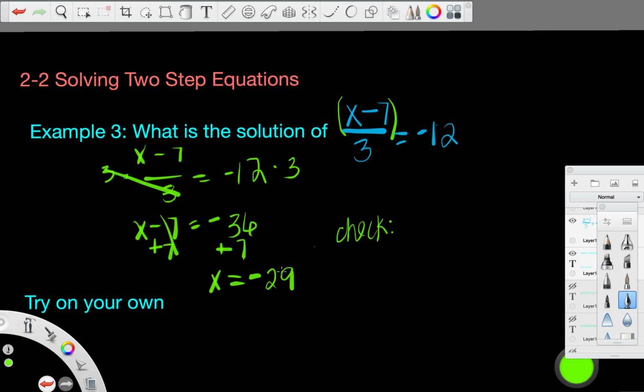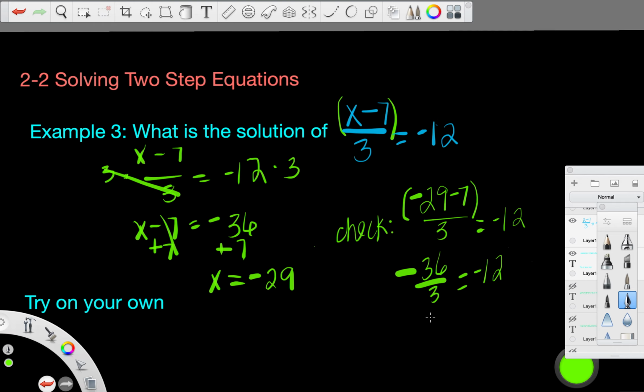We're going to plug in this negative 29 into our original equation to see if we're correct. So we have negative 29 minus 7 over 3, and we want to see if that equals negative 12. So the first thing I'm going to do is simplify my numerator. Negative 29 minus 7. This is that I owe you $29, and I owe you another $7. So total, I owe you $36. Now, negative 36 divided by 3, I get my negative 12. So we are good. Okay?